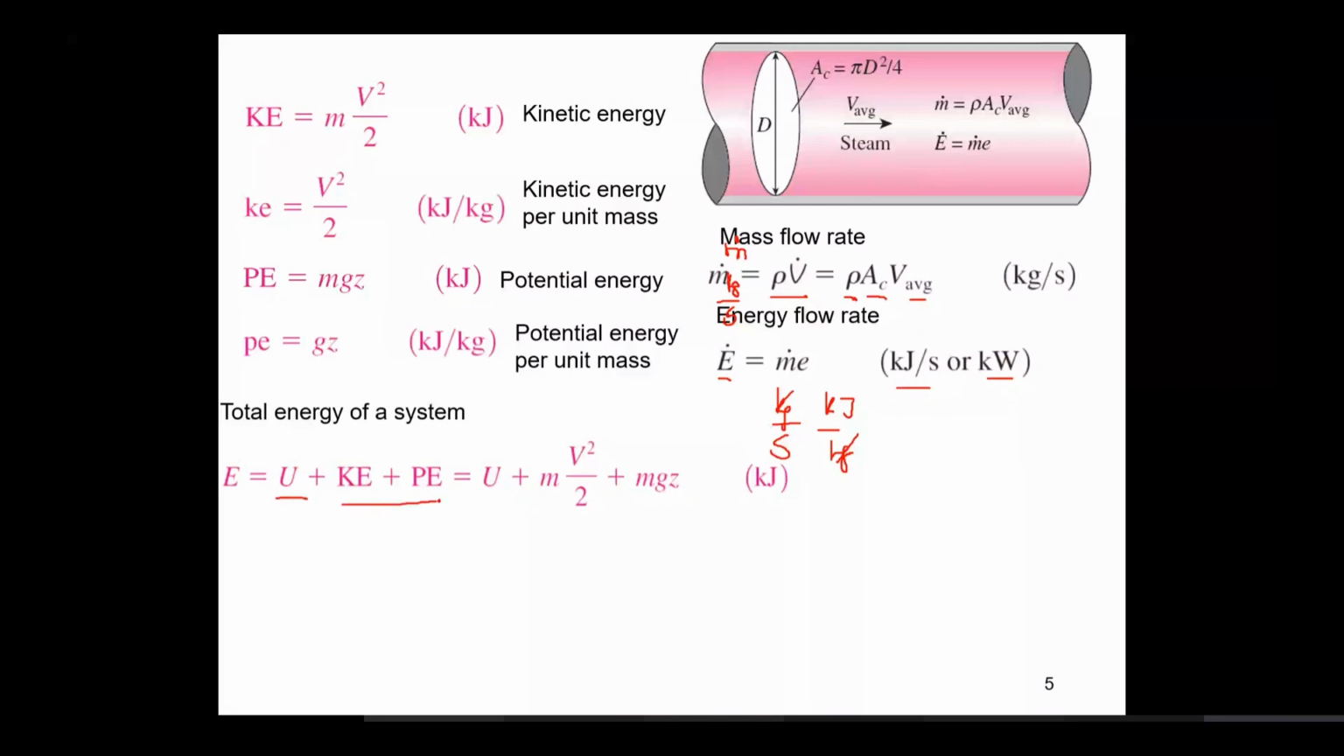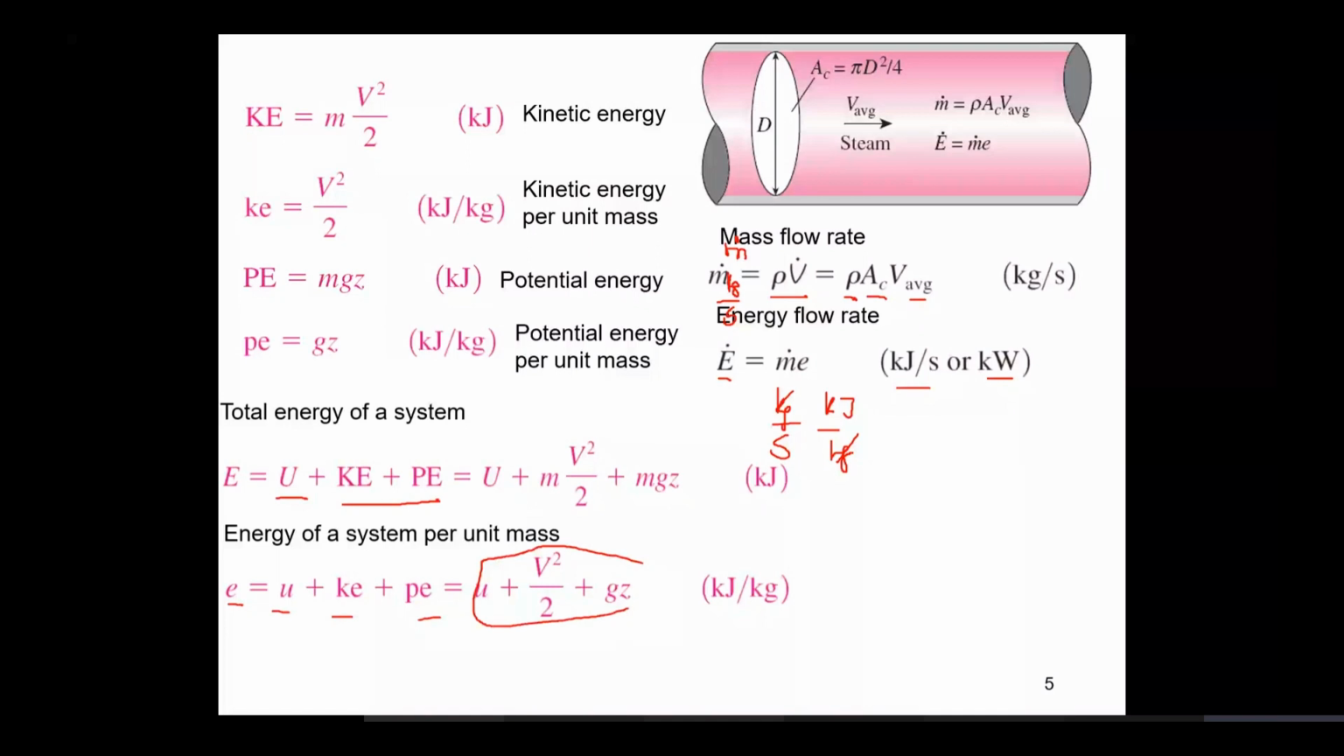Is it clear? When you are expressing the total energy of the system per unit mass, you will have small letters representing it: small energy, small internal energy, small kinetic energy, small potential energy, all expressed in terms of per unit mass. All of them are specific values. Clear? Total energy of the system, as I have already expressed, if you're expressing it per unit mass, you will divide the total energy by mass.